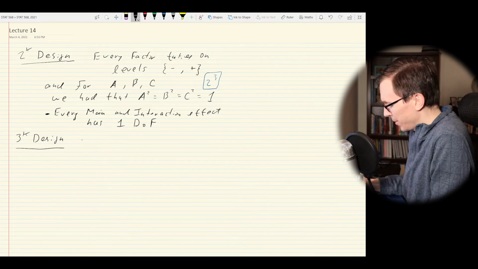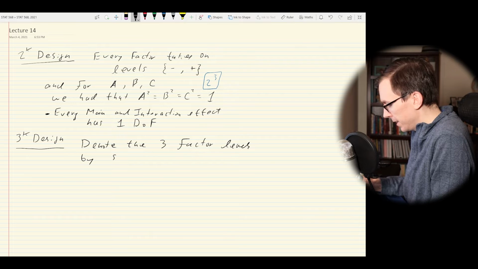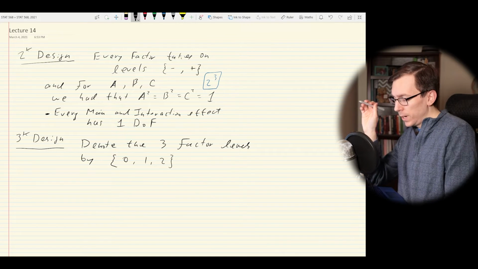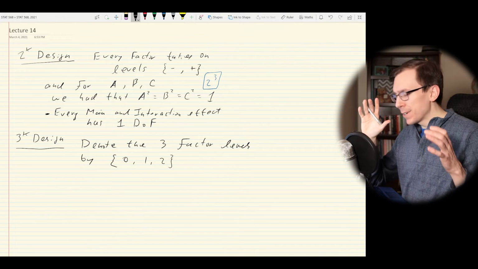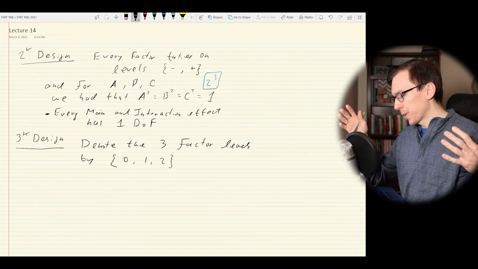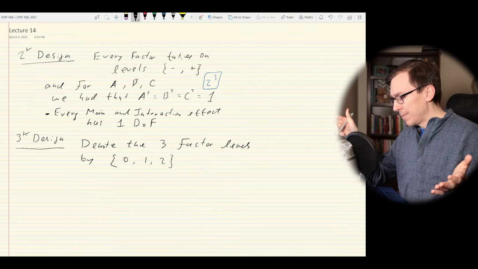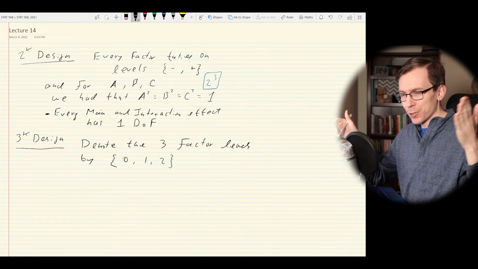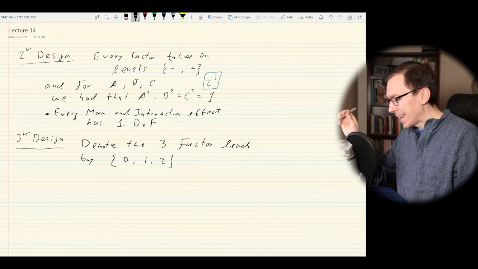So what we're going to do is we're going to denote the 3 factor levels by 0, 1, and 2. So again, 0, 1, and 2, okay, we're going to treat them eventually as arithmetic mod 3, but for now you can think of them as just symbols corresponding to the 3 factor levels. They could be just purely categorical. We have maybe 0 is some control group, and 1 and 2 are 2 different types of medications or additives.